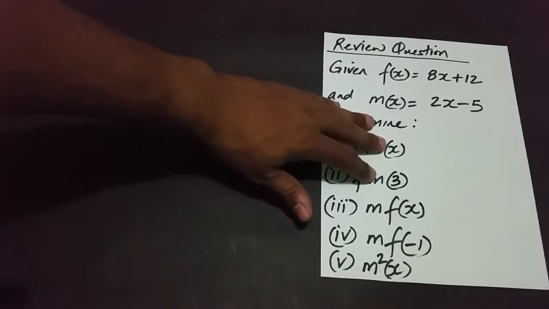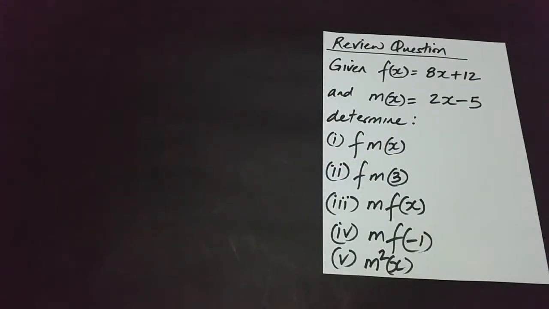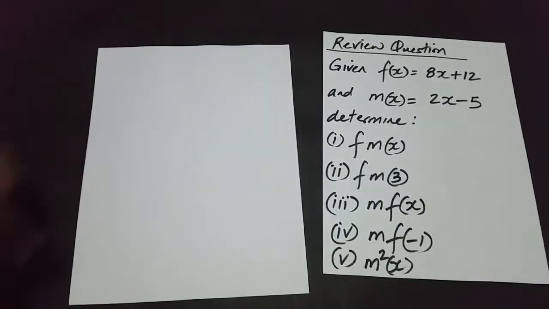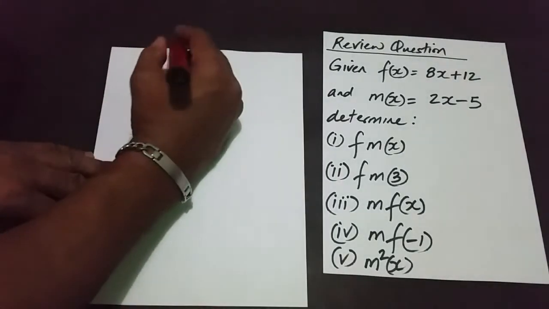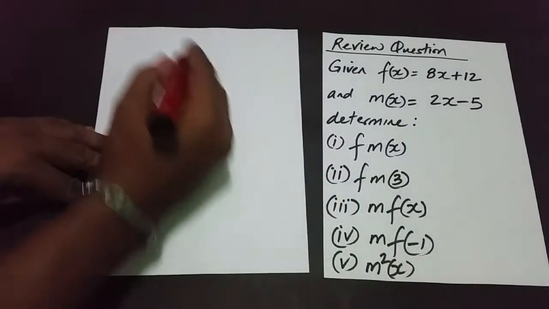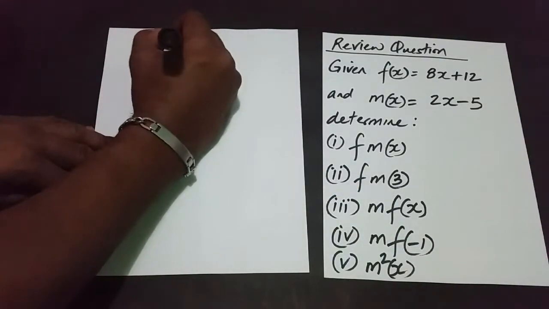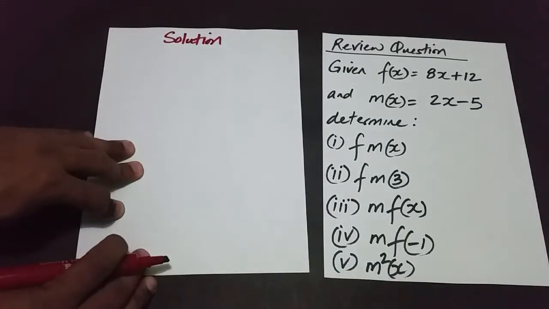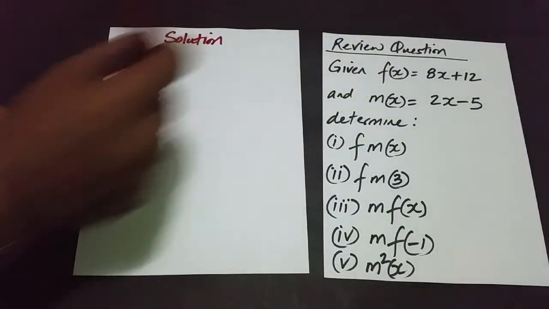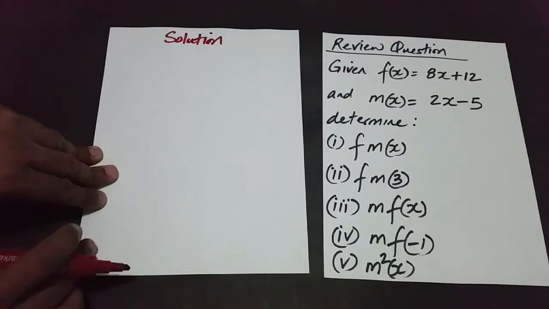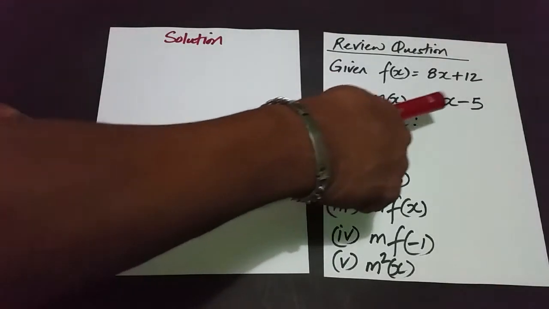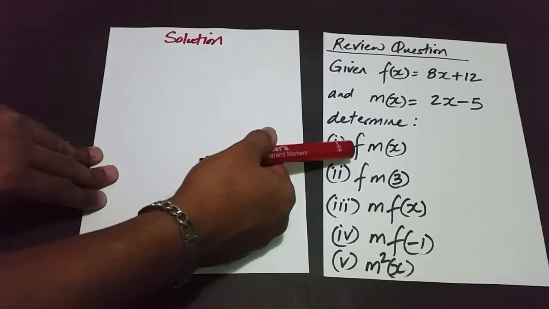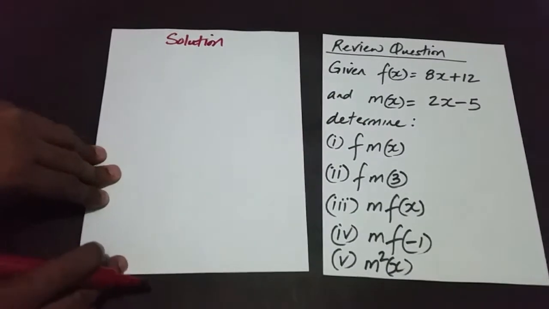So I'm going to slide this over here and get the ball rolling with the review question. So we're going to take a look at the solution. And we're told that given f of x is equal to 8x plus 12 and m of x is equal to 2x minus 5, determine, and part 1 says f of m of x.